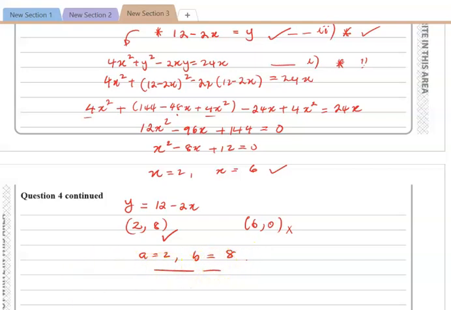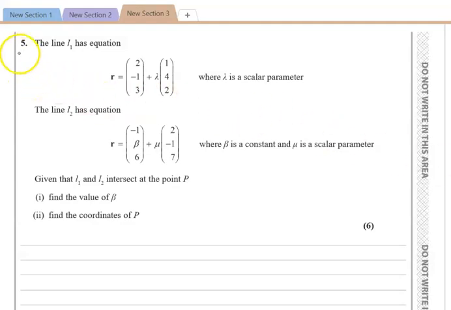Thank you. All right, question 5. So question 5, we have a line L1 given by this equation and line L2 given by that equation. Then they have told us that L1 and L2 intersect at point P. Now we need to find the value of beta. Beta, this one over here, we need to find the value of beta.